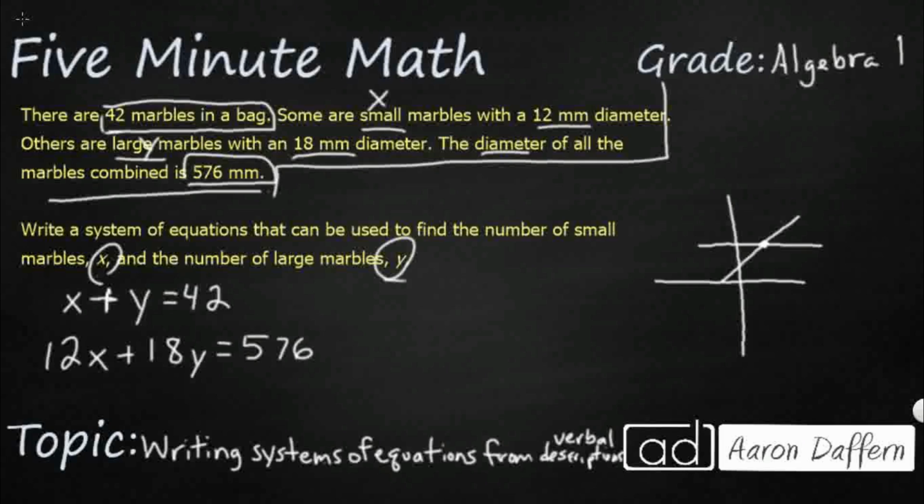So now I've got a system of equations. If I wanted to, I could put both of those in slope-intercept form, and I could graph them, and I could find the intersection point, and that would be the solution. Let's look at another example.